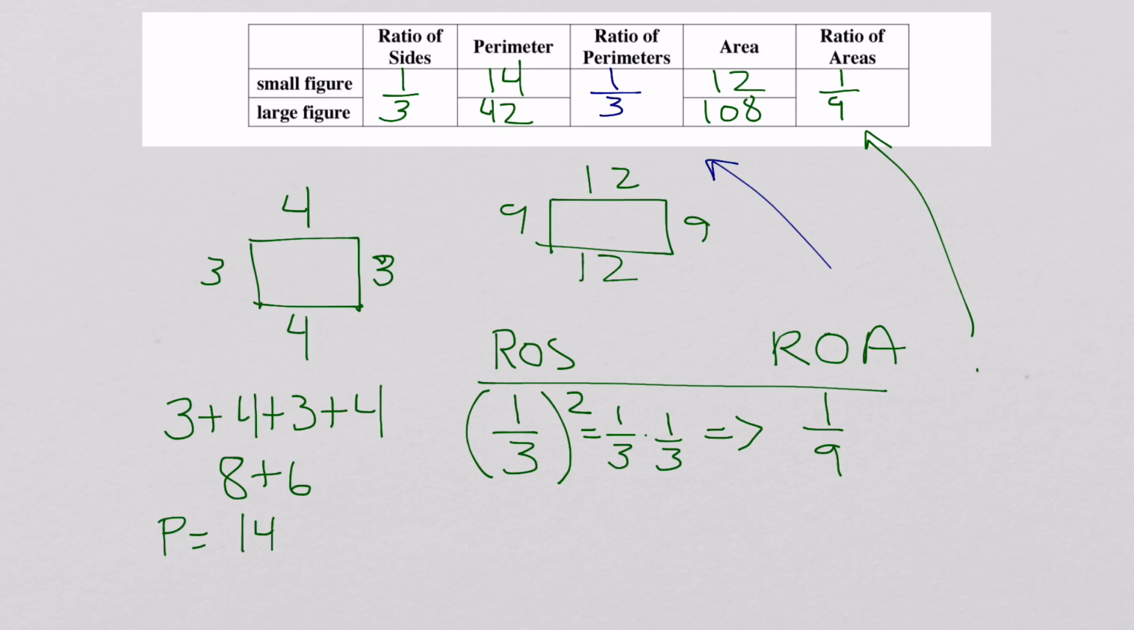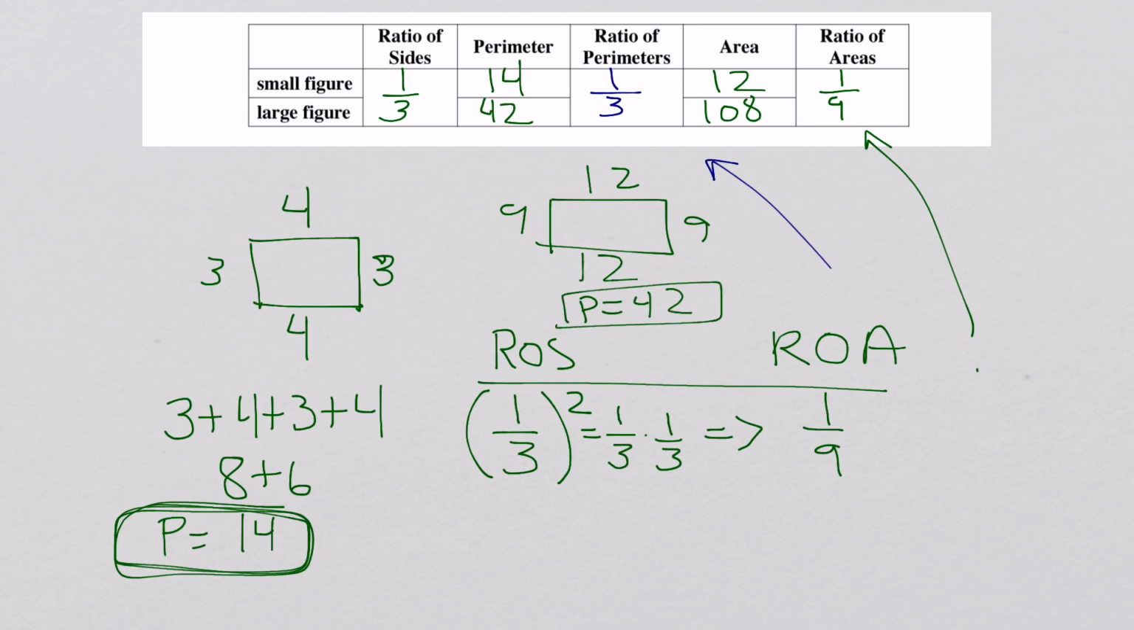The ratio of perimeters, the factor by which the perimeter increases, is the same. So, for example, let's say I had the perimeter of 14 and the perimeter of 42 for these two shapes. I know that the small shape has a perimeter of 14 right here. Okay? And I know the perimeter of the larger shape, P equals 42.